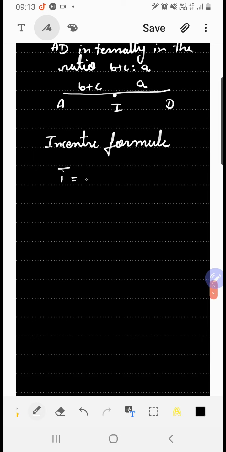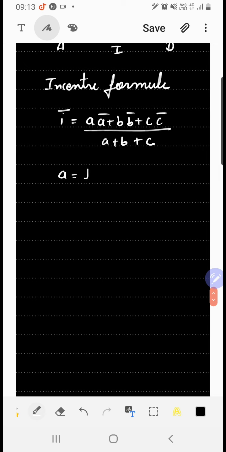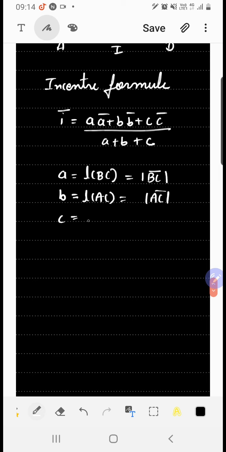is I cap is equal to A bar plus B bar plus C bar upon A plus B plus C. Now here please remember your A was length BC, and length matlab magnitude of BC bar. Likewise B, and it is very easy to remember, there is no need of diagram. If I am talking of A, the remaining is BC. So if I am talking of B, the remaining is what? AC. So I say mod of AC bar. And if I talk of C, it is nothing but length of AB, which is nothing but mod of AB bar. So this is the formula for incentre.